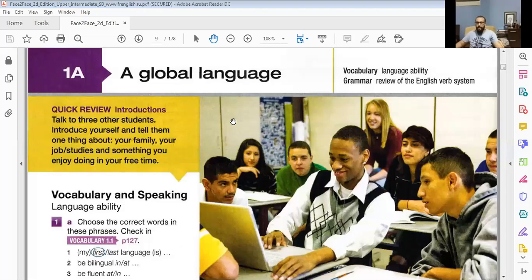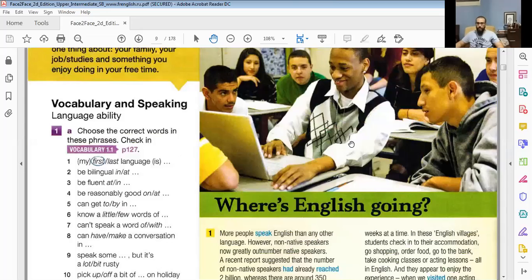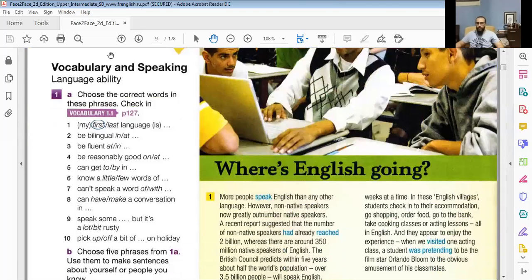So the topic is a global language. So let's talk a little bit about what it means to speak a global language, and can we consider English to be a global language? Is it a global language or not? What makes a language global? So all of these questions. But first of all, let's start with some vocabulary.